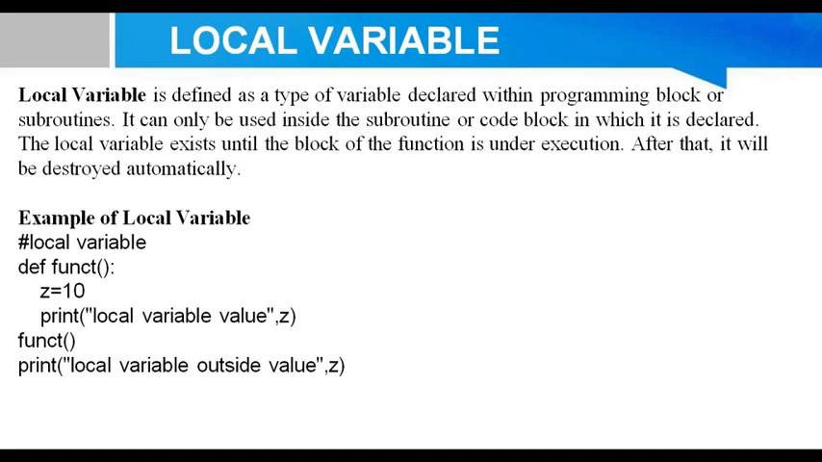It exists until the block of function is under execution. After that, it will be destroyed automatically. So here I'll make a function with the variable z equal to 10, local. When I am going to print it, it will print the local variable value z. When I call it, it will print the local variable z, that is 10.